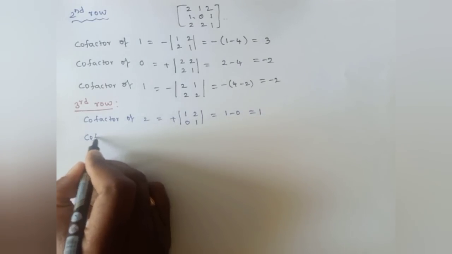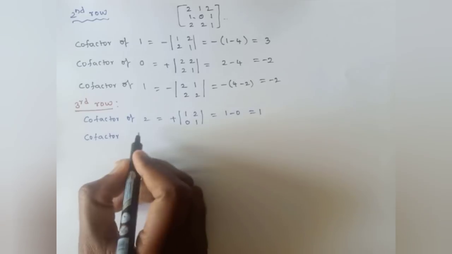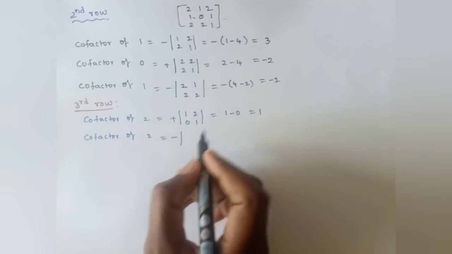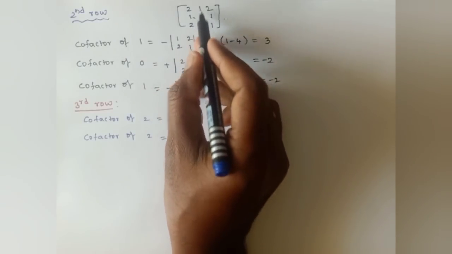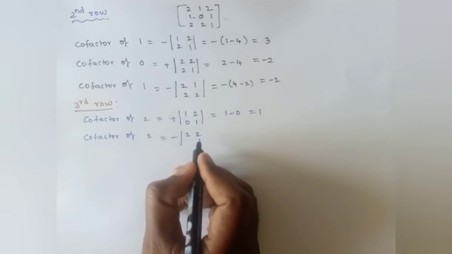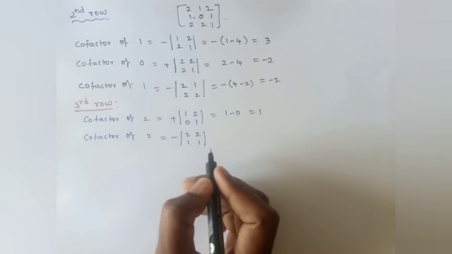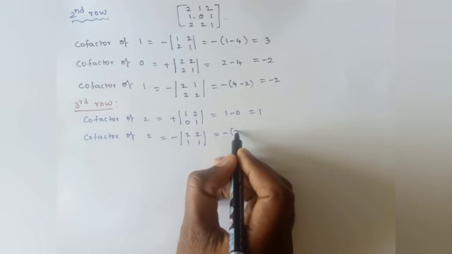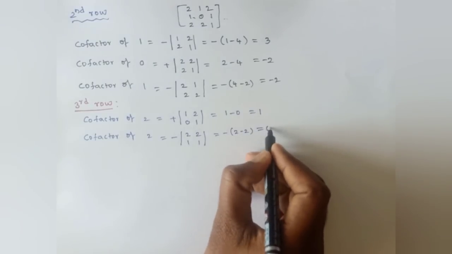Next, cofactor of 2, here the sign is negative, times, by deleting this row and column, elements are 2 2 1 1. This is minus of 2 into 1, 2 minus 2, and this is 0.